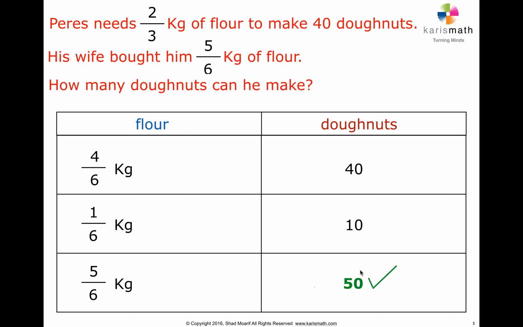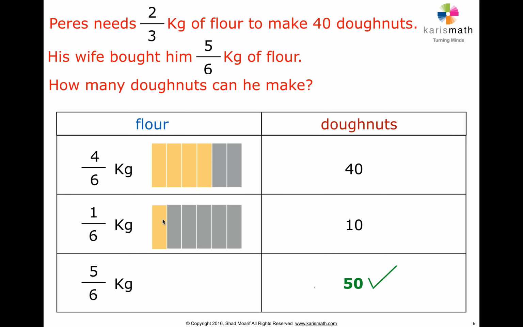It makes sense. 4/6. Let's go back and revisit it. 4/6 kilograms is how much? Out of 6 parts, 1, 2, 3, 4, 5, 6. This is 4/6 kilogram. That's what you found. And these 4/6 is 40 donuts. So 1/6 would obviously be 10. And so 1/6 is 10. Then 5/6, 1, 2, 3, 4, 5 would be 5 times 10, and so that's your answer, 50.